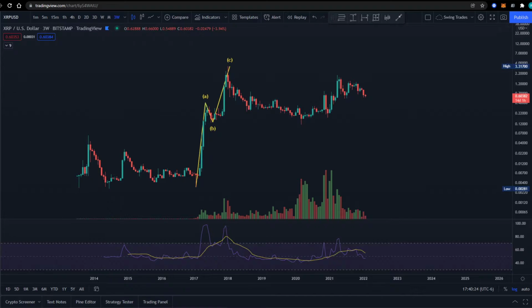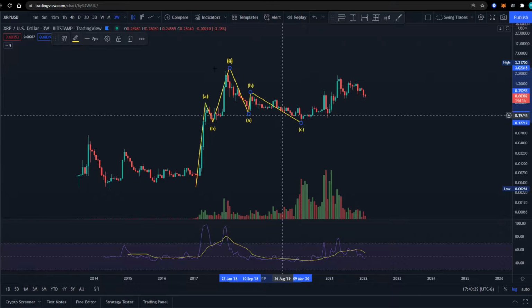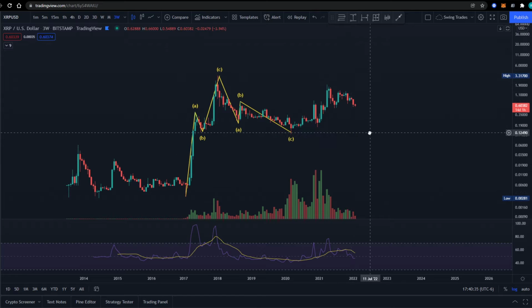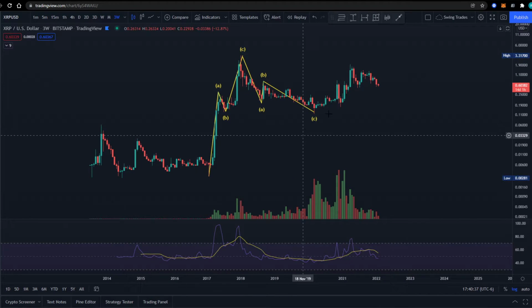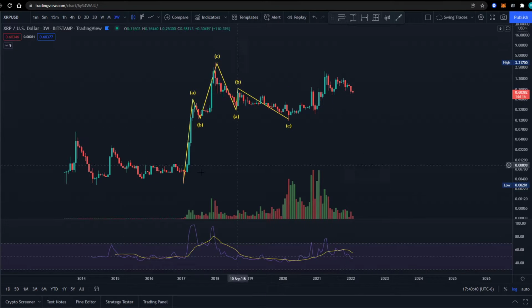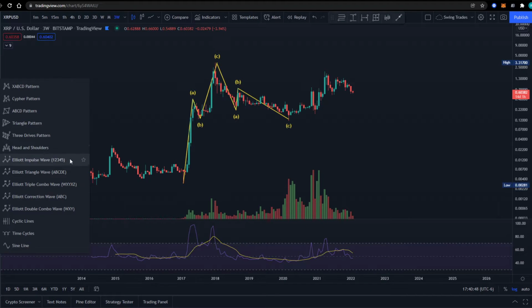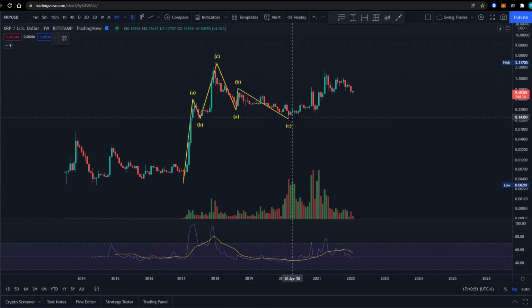Then I want to show this ABC correction here. We got an A, B, C, nice zigzag correction out of there. Now what I'm looking for is a 1, 2, 3, 4, 5 out of this whole move, coming out of that move right there. So what I'm going to do is go to my Elliott impulse wave and see if we've already had 5 waves or if we need to go further.